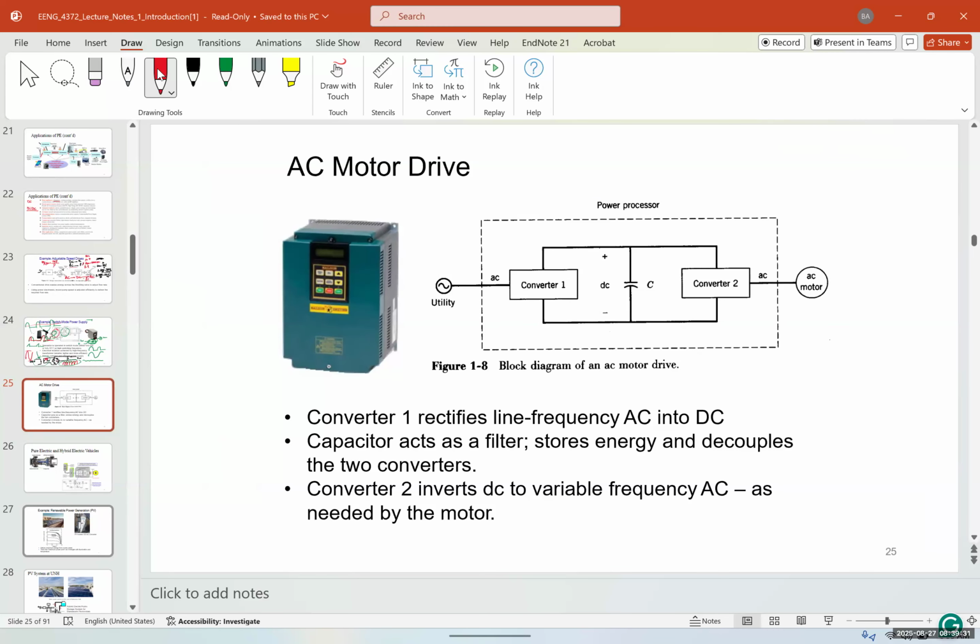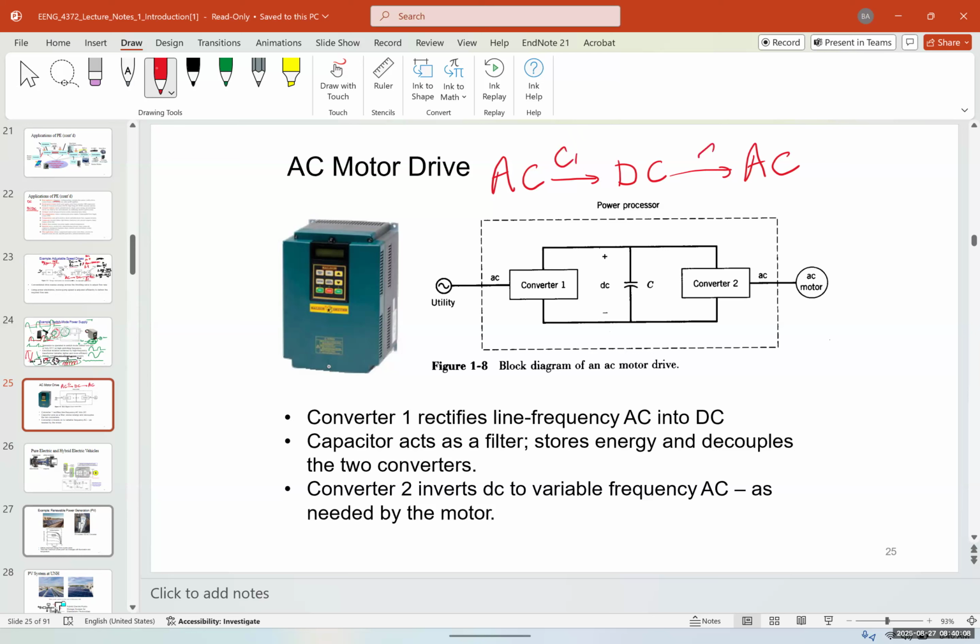Now let's see how an AC motor drive works. I already explained a little bit about this, but as mentioned, an AC motor drive is a device that is able to precisely control the RPM, the rotational speed of an AC motor. And the way that an AC motor drive works, it converts AC to DC and then converts DC back to AC. So we have two converters.